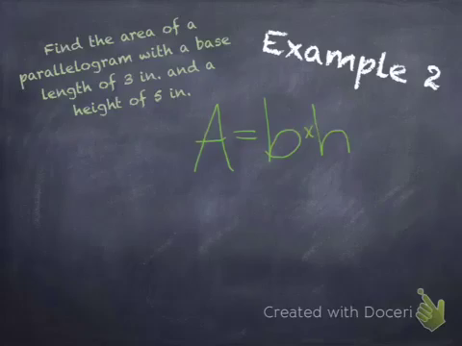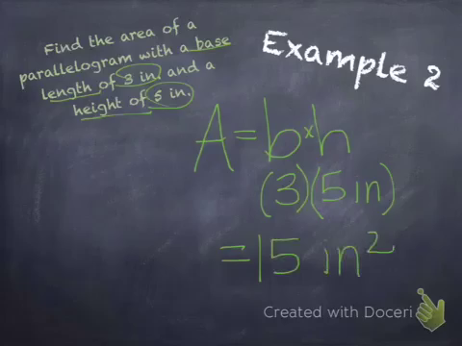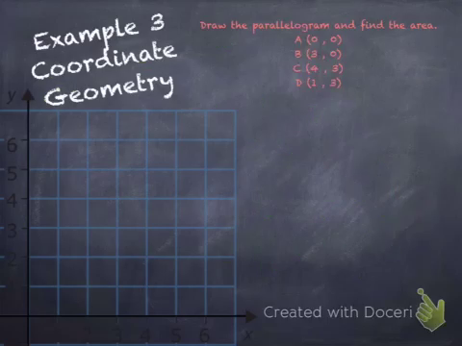My formula is area equals base times height. With a base length of 3 inches, I'm going to substitute in my 3 right here, and then multiply it times my height of 5 inches. So 5 goes right here. When I multiply them out, I get 15 inches squared, because I'm in two-dimensional figures, and an inch times an inch is inches squared. So that is the answer for our example number 2. Very simple. Moving right along, let's go on to example number 3.